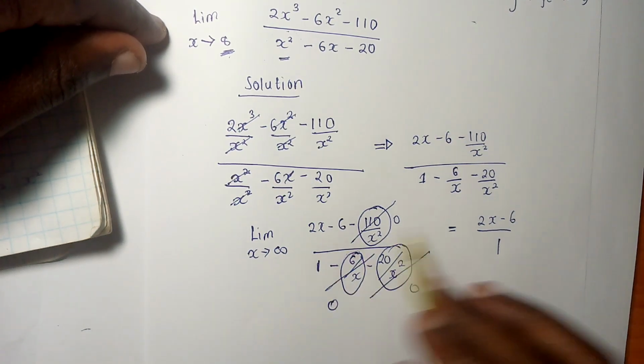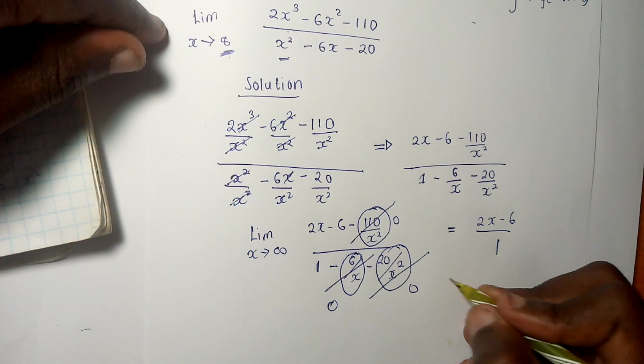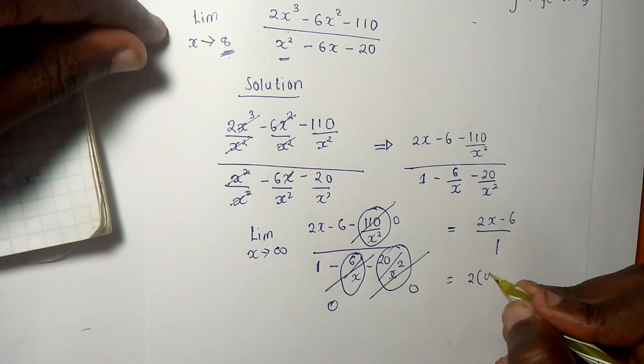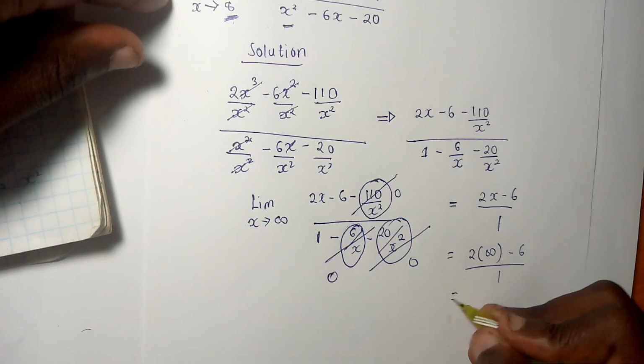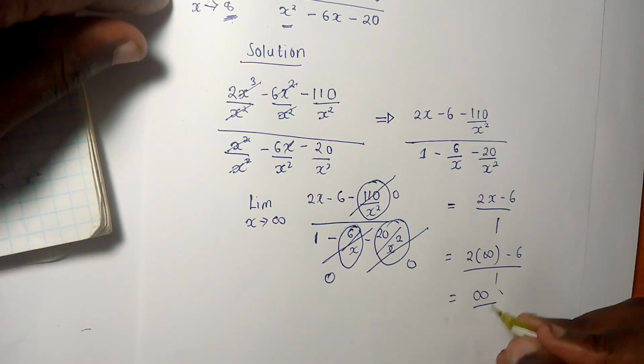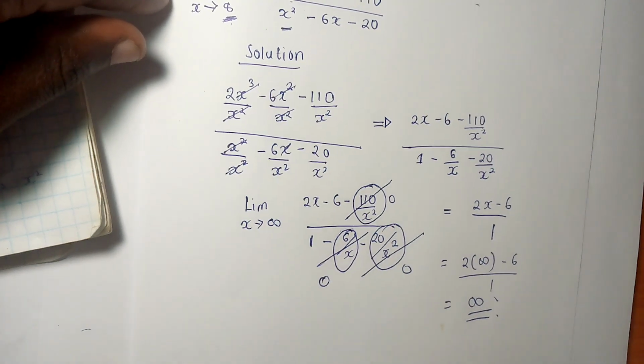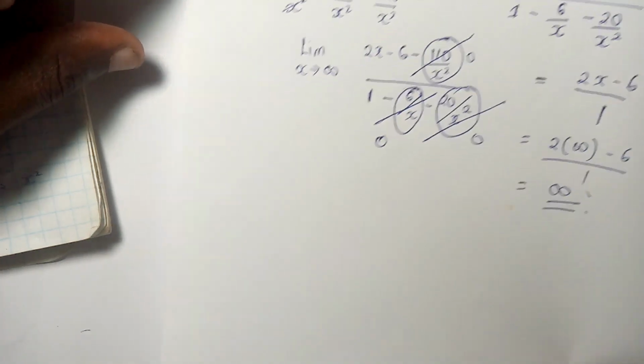Then you substitute that very large number for x. We'll have 2 multiplied by a very large number, minus 6, over 1. So in this case, we'll still remain with a very large number. So the answer is infinity.